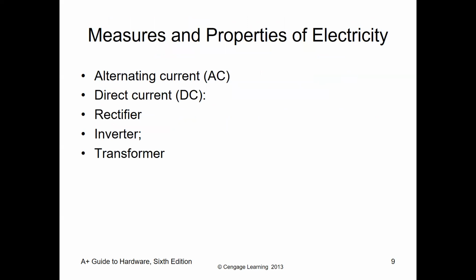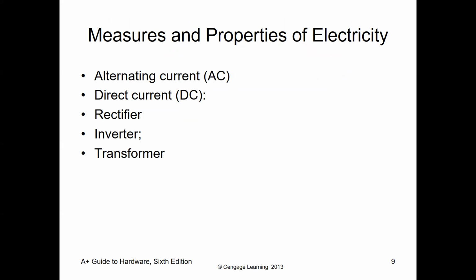Measures and properties of electricity. Alternating current, AC, oscillates between negative and positive voltage. House current is AC and oscillates 60 times in 1 second. DC, or direct current, travels in one direction. It is the type of current used by most electronic devices.